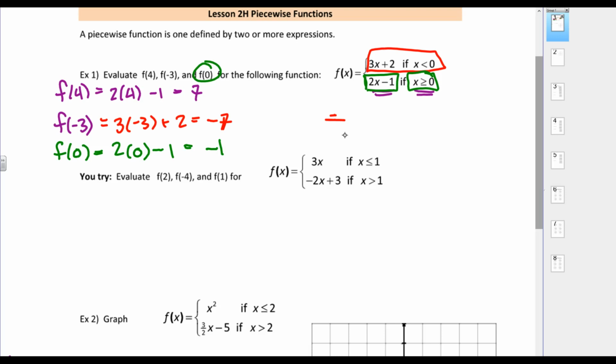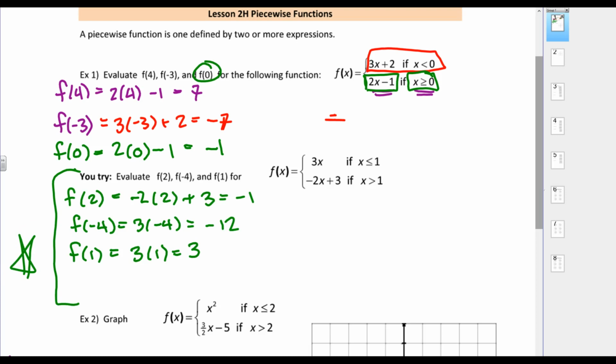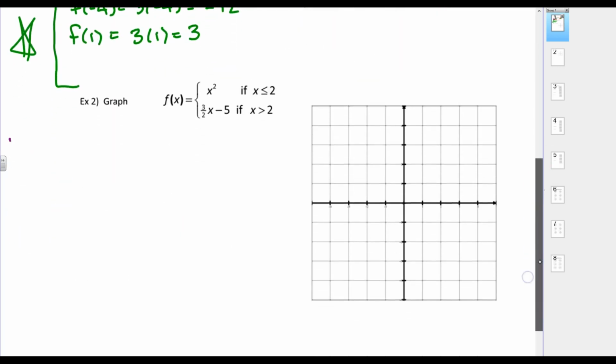So now I want you guys to pause and do this try me right here. And you should have gotten f of 2 is negative 1, f of negative 4 is negative 12, and f of 1 is 3. We can also graph piecewise functions.